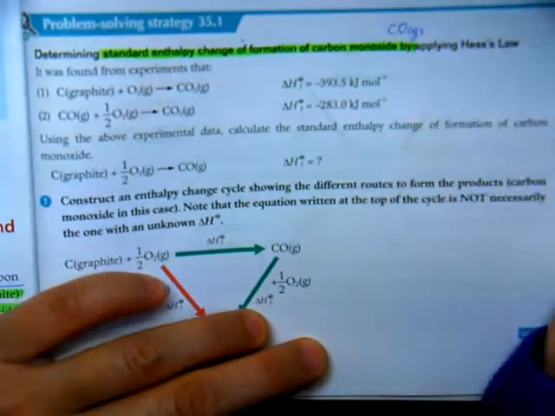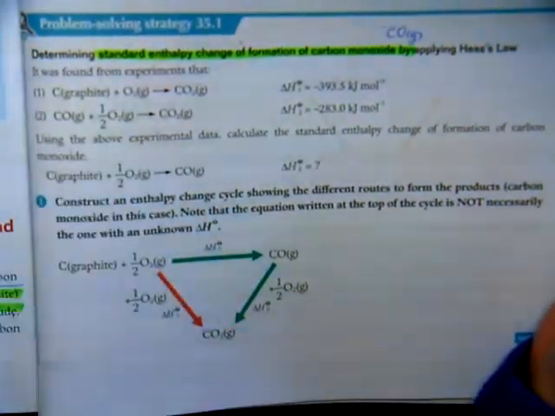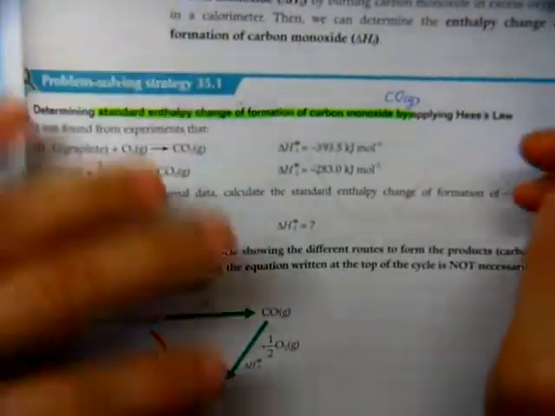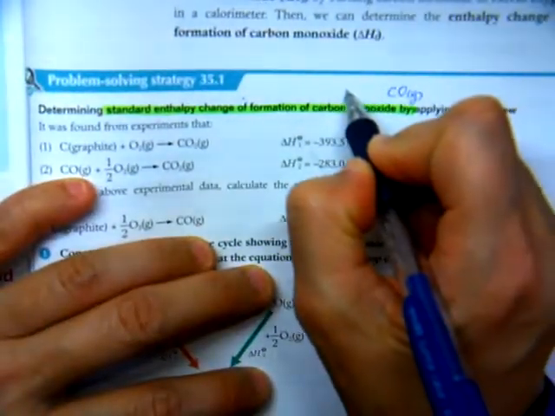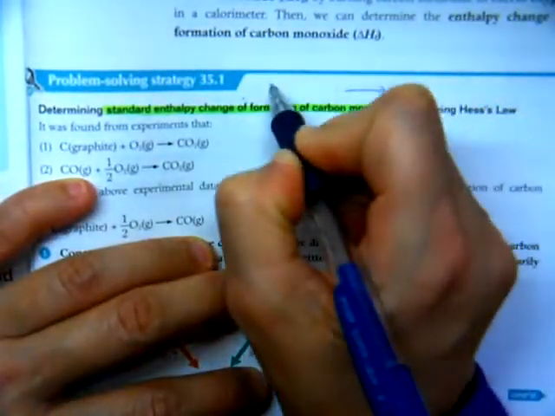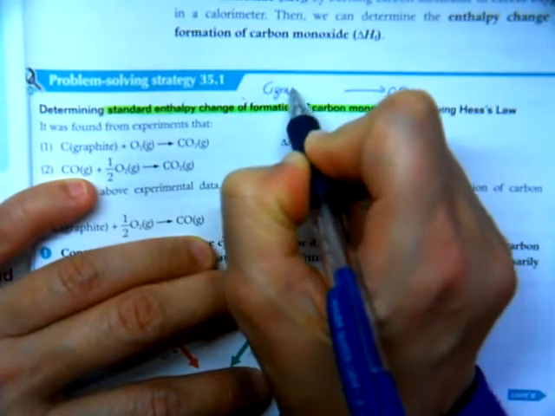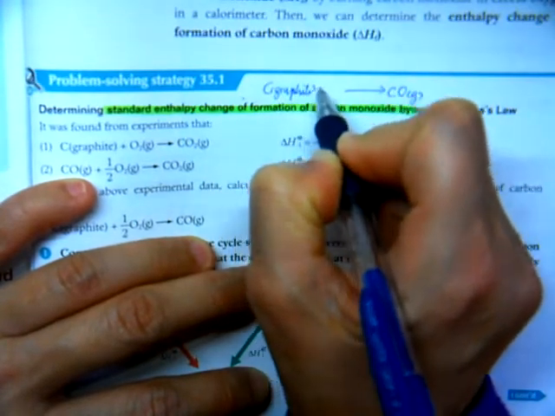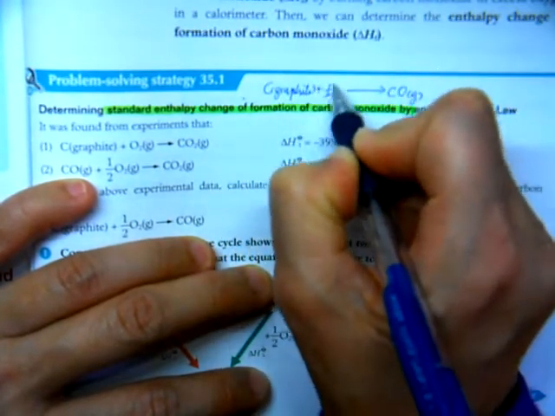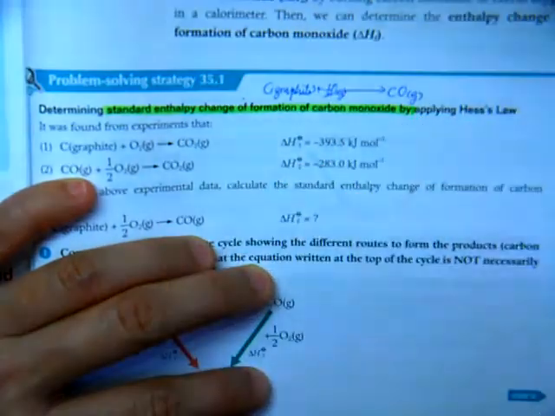Formation of carbon monoxide, okay? Carbon monoxide is written as the product from its elements. Its elements are graphite and half oxygen. This is our target.